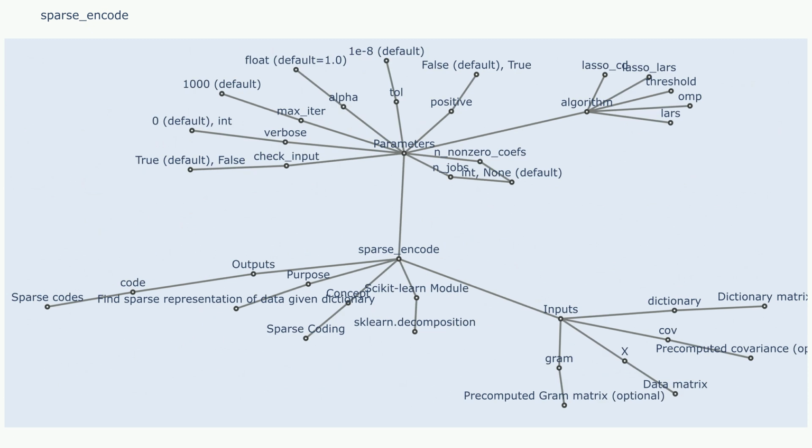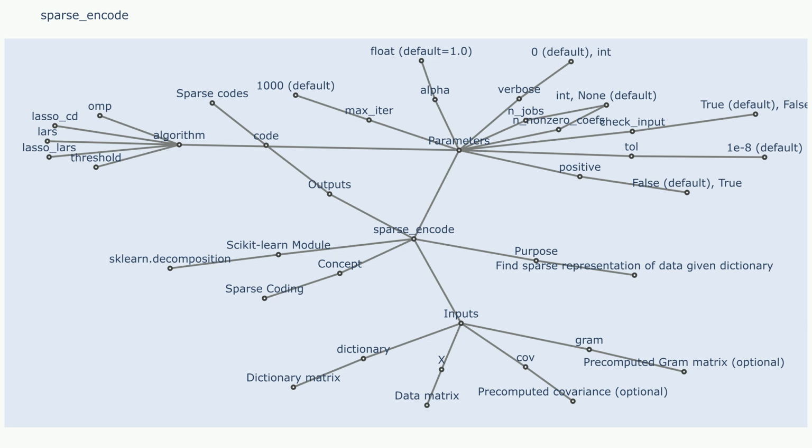n_nonzero_coefs: an alternative way to control sparsity by specifying the maximum number of non-zero coefficients in each sparse representation. Positive, if set to true, ensures that the sparse coefficients are non-negative. Tolerance for the optimization algorithm.